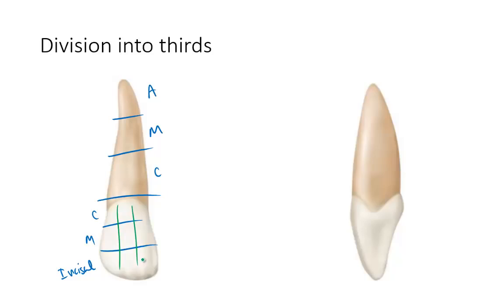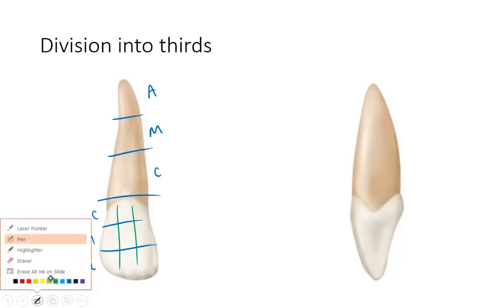And the maxillary central is a lot easier to figure out which side is mesial, which side is lingual, versus which side is mesial distal and which side is facial lingual. And it's pretty obvious that we're looking at it head on in a facial lingual view.